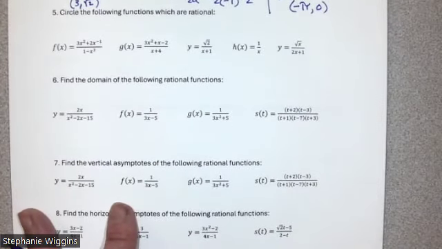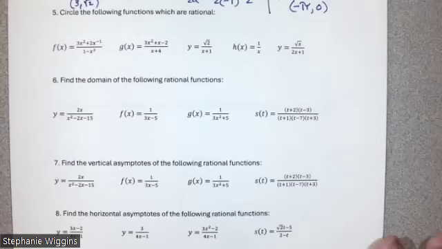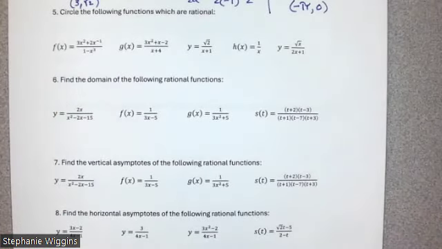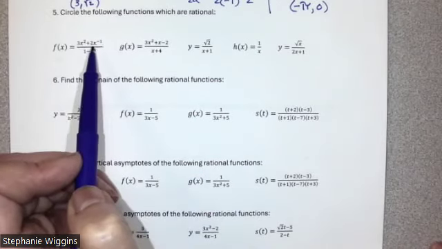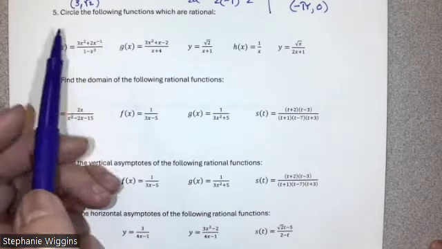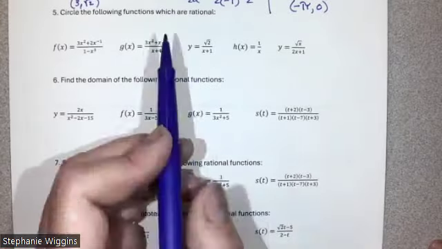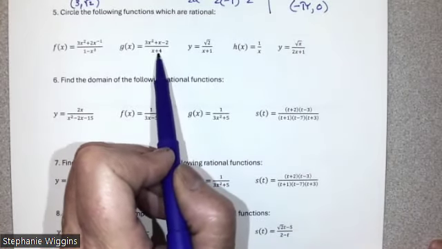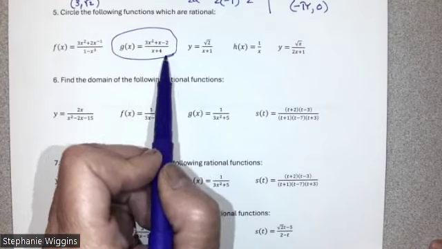All right. Circle the following functions which are rational. So you have to have a polynomial in the numerator and a polynomial in the denominator. So this numerator is not a polynomial because that power is negative. The power on x is negative. So that's out. Here we have a quadratic function, which is a polynomial, and here we have a linear function, which is a polynomial. So this is a rational.